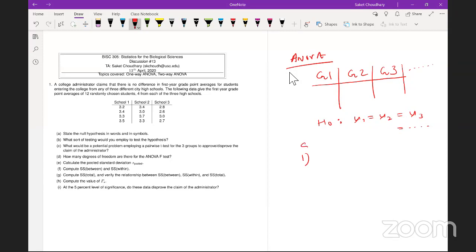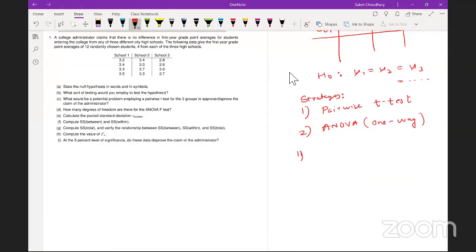One strategy would be to do pairwise t-tests. The second strategy would be to do what we call ANOVA, and to be specific, this is one-way ANOVA. Let's talk about the first strategy first. The assumptions that need to be satisfied are ones you're already familiar with: normality, or let's say approximate normality to be specific, and simple random sampling. The problem, however, is that this approach will lead to an inflated type 1 error.